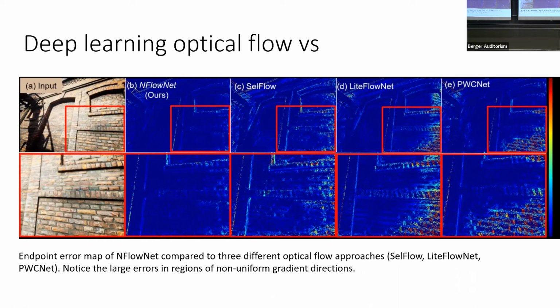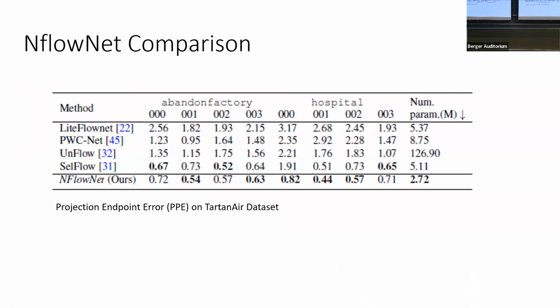So the normal flow network itself may be used now in various ways. And here I show some results from the paper. It was trained on the TartanAir dataset on a subset and then evaluated on these two things, abandoned factory and hospital. And you see here the normal flow net comparison. Our normal flow network does really well in the projection endpoint error.